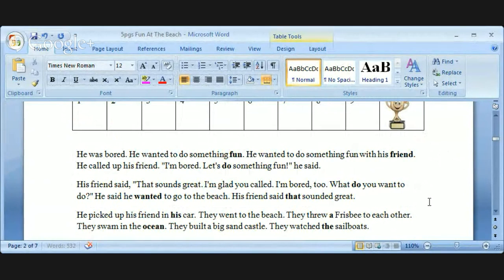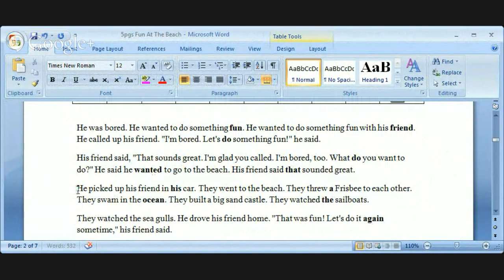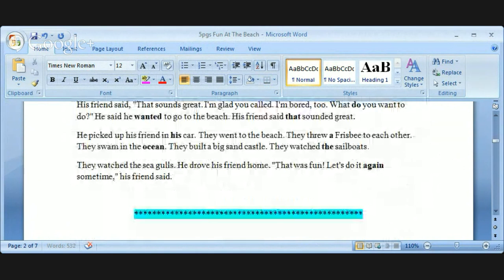His friend said, that sounded great. He picked up his friend in his car. They went to the beach. They threw a frisbee to each other. I don't know what it is. They swam in the ocean. They built a big sand castle. They watched the sailboats. They watched the seagulls. He brought his friend home. That was fun. Let's do it again sometime, his friend said.